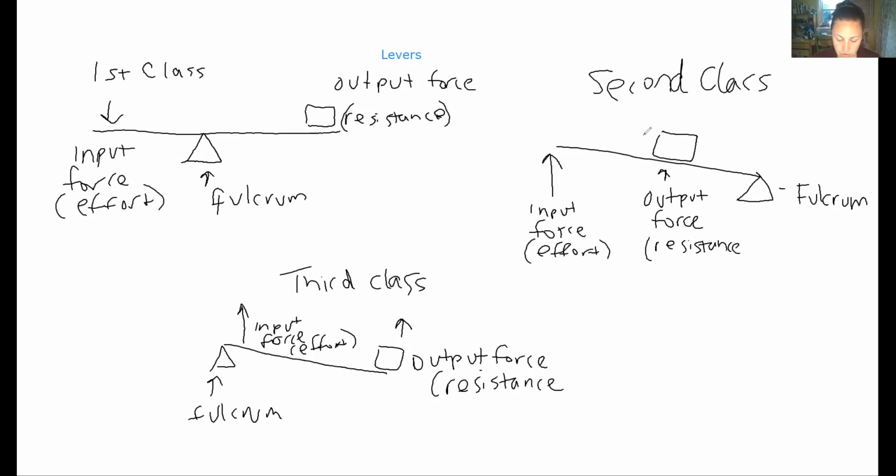Move the stack of 2 quarters until 1 quarter can lift the 2 quarters. Measure the resistance arm and the effort arm. Calculate the mechanical advantage. Add a 3rd quarter and then a 4th quarter, repeating the procedure each time. Which instance had the greatest mechanical advantage? What class lever is this? How do you increase the mechanical advantage?